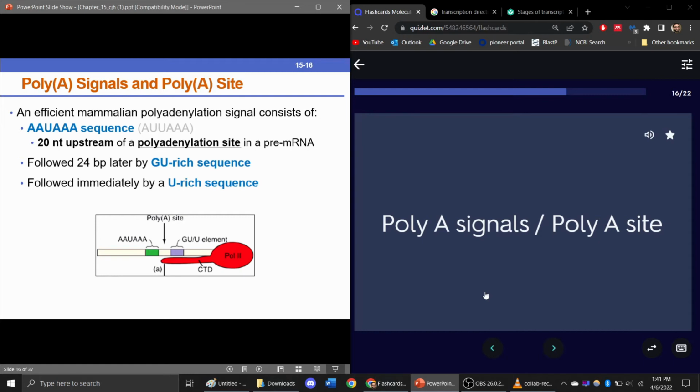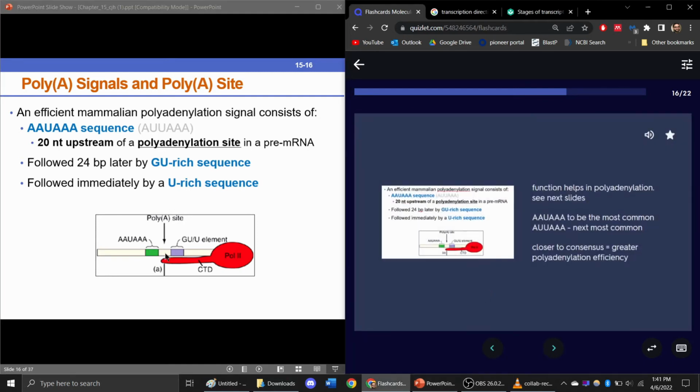But here is your general mammalian polyadenylation site and other associated elements. Your poly A site is typically in the middle. Upstream of that is this consensus sequence, which is called your poly A signal. The consensus for it is AAUAAA. And the closer that is to consensus, the better rate of polyadenylation you'll get.